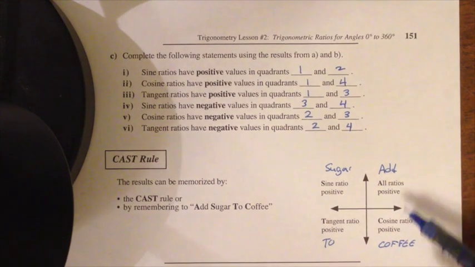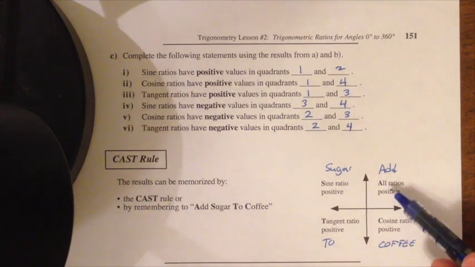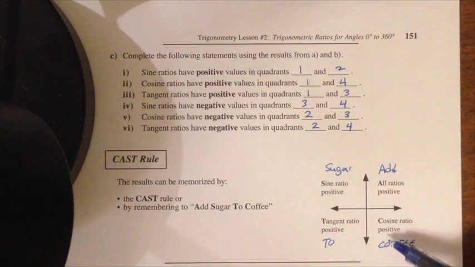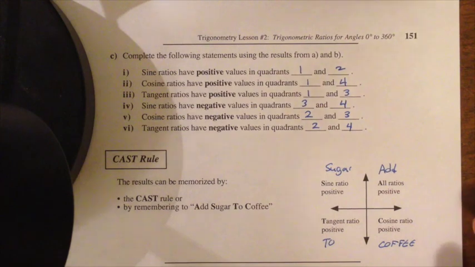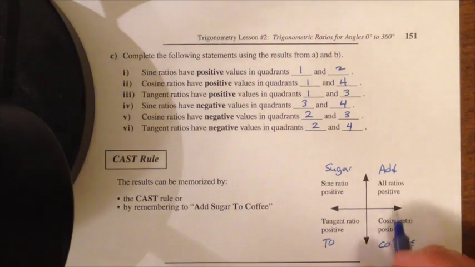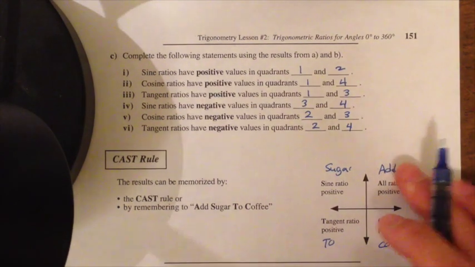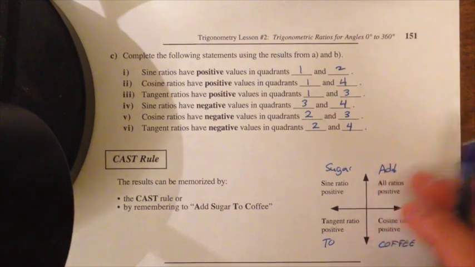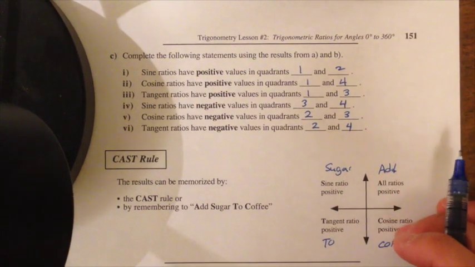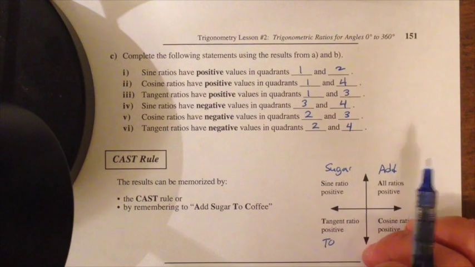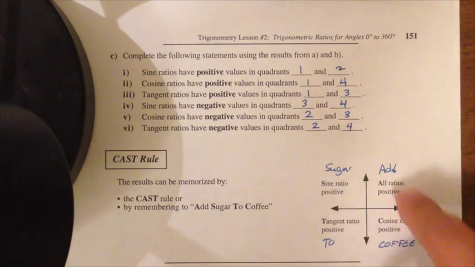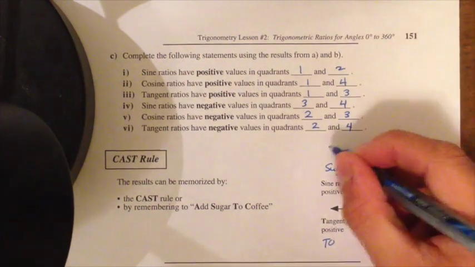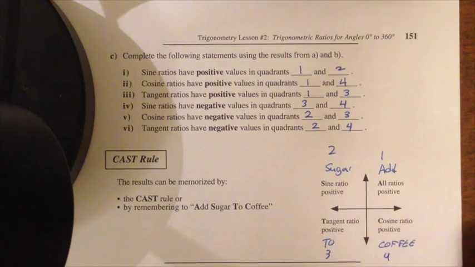Another way you can do it is just the reverse, C-A-S-T, or CAST. And so there's two mnemonics you can remember, the CAST, starting from quad 4 going up to quad 1, or starting from quad 1 and ending in quad 4 with the add sugar to coffee mnemonic, which I find easier just because it goes from 1, 2, 3, and 4.